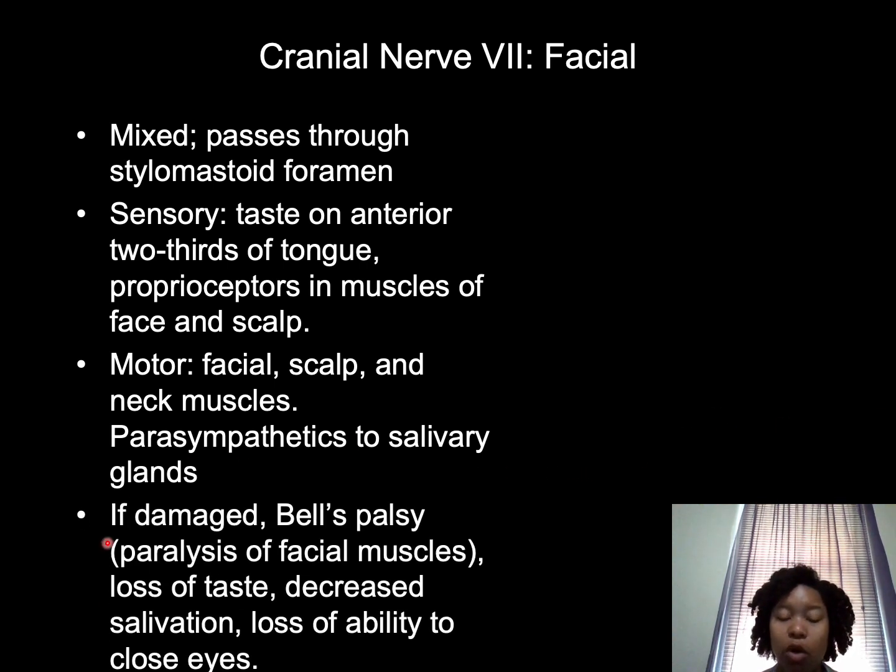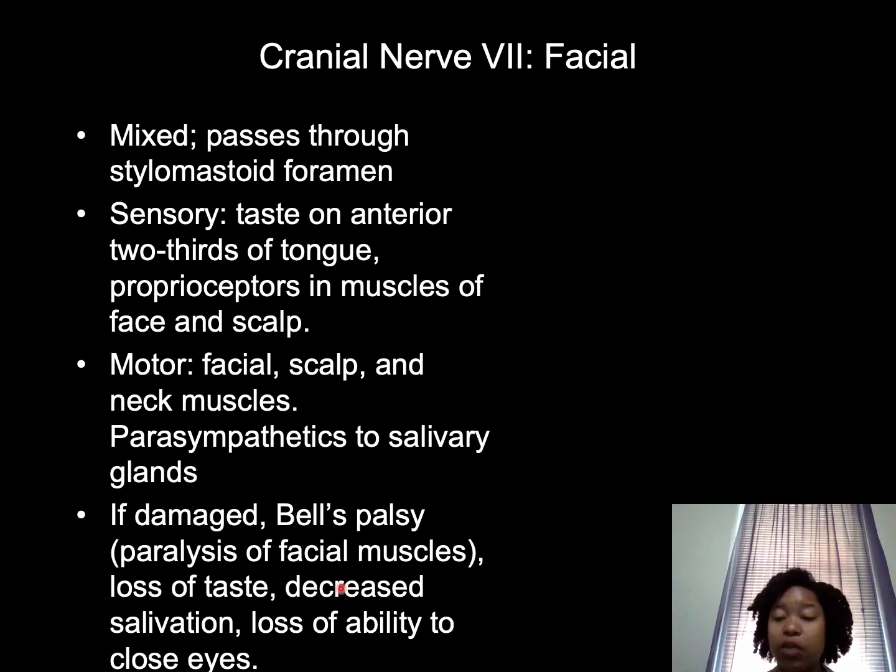If damaged, Bell's palsy can occur, and that's paralysis of the face muscles. So that's where you see that slack appearance that may be occurring. But also a loss of taste can occur. So it'd specifically be a loss of taste of the front 2/3 of the tongue. With people, there are certain areas of your tongue that taste certain kinds of sensation, whether that's salty food or sour or sweet. Whatever is in that front 2/3 of the tongue, if the facial nerve is damaged, you won't be able to sense that. This also causes decreased salivation because remember it's got parasympathetic innervation to the salivary glands.